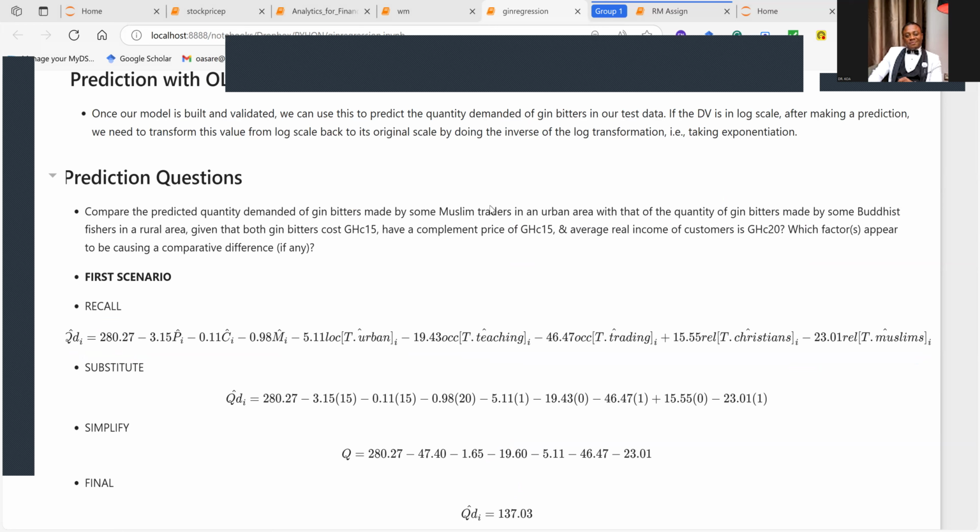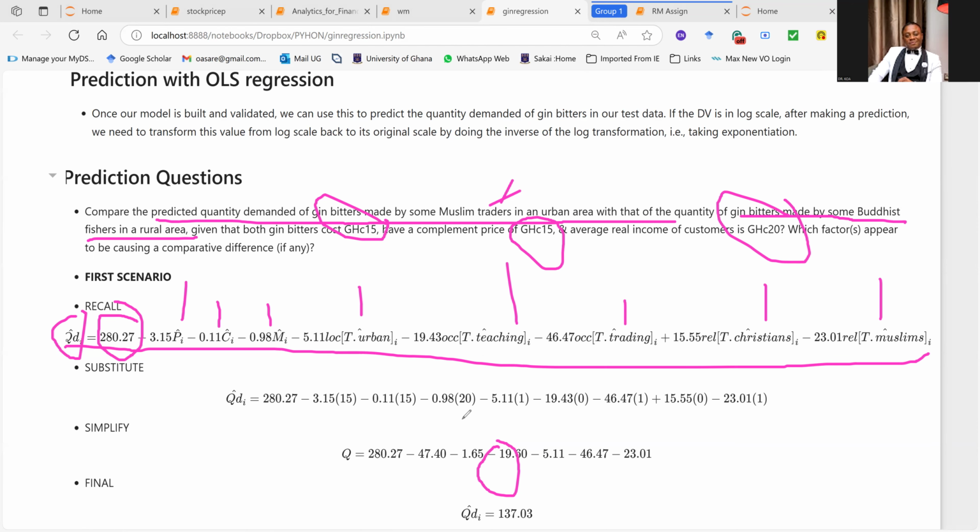One is traders, and the other is what? Fishers. So what do you do? Well, the first thing you have to do is substitute for the first scenario.